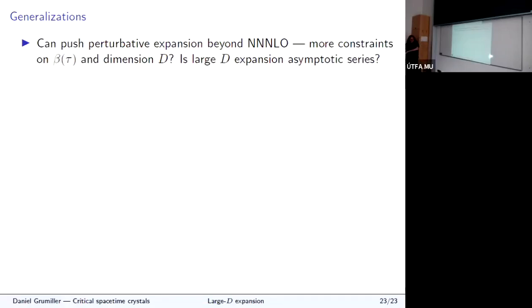It's conceivable that as you're taking into account more and more corrections, you get more and more constraints. And ideally, if you're taking into account all corrections to all orders, maybe you get a unique result for this function beta for any given dimension p. Another question is, does this perturbative series in 1 over D actually converge, or is this an asymptotic series? We don't know.